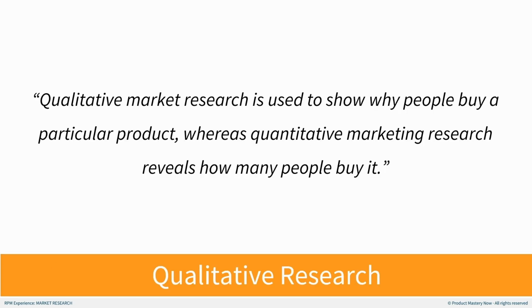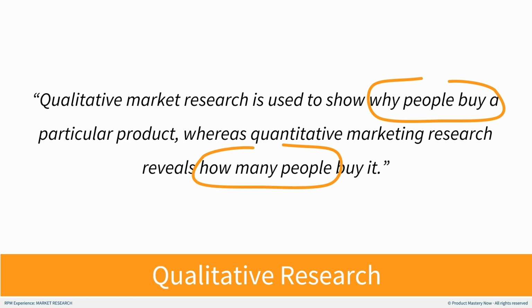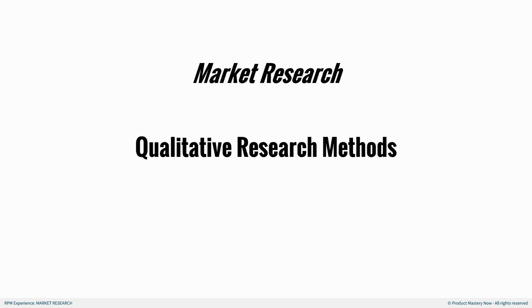And PDMA also makes a distinction between qualitative and quantitative research. That's where qualitative market research is used to show why people buy a particular product, whereas quantitative market research reveals how many people buy it. So why versus how many, right? Just the quantitative gives us more details about people's actions. A lot of insights come from qualitative.